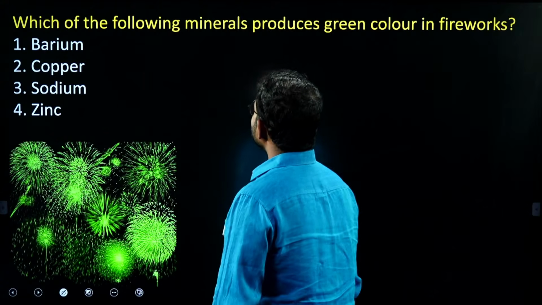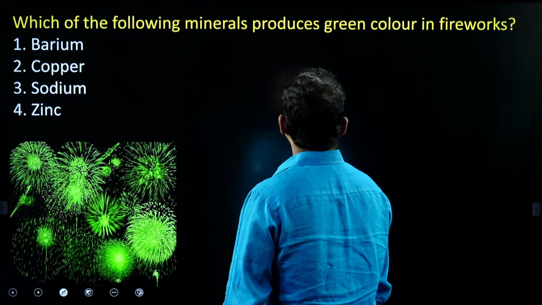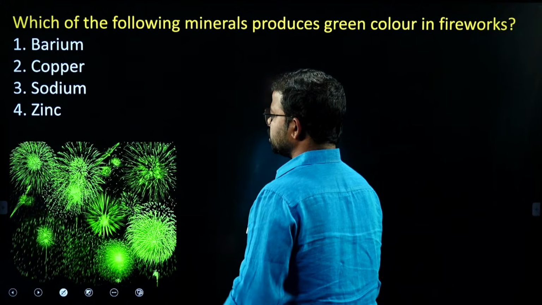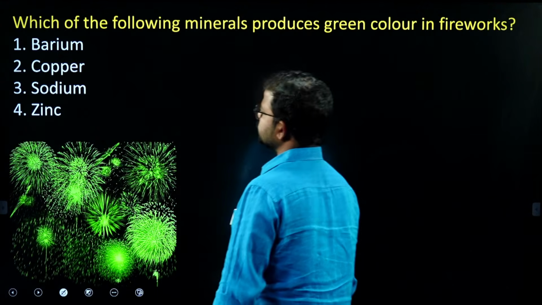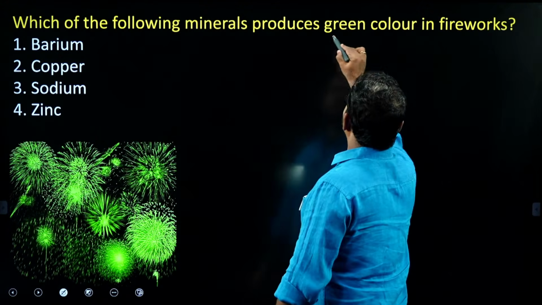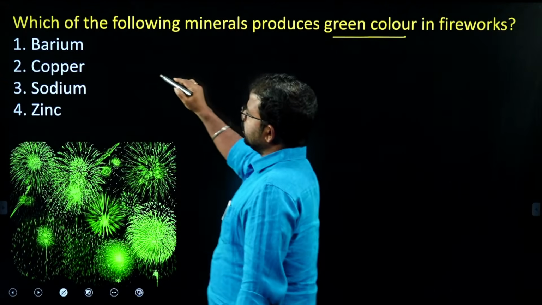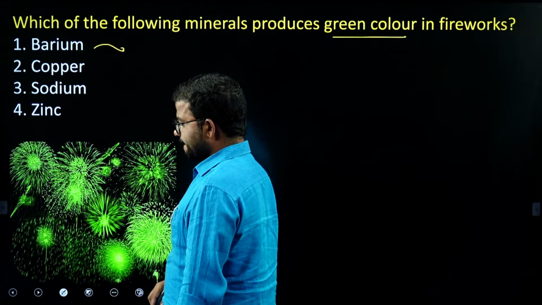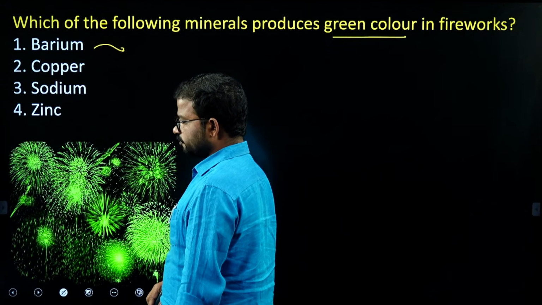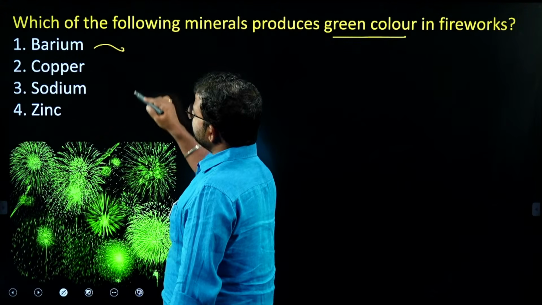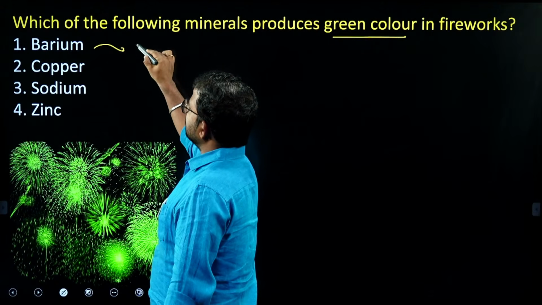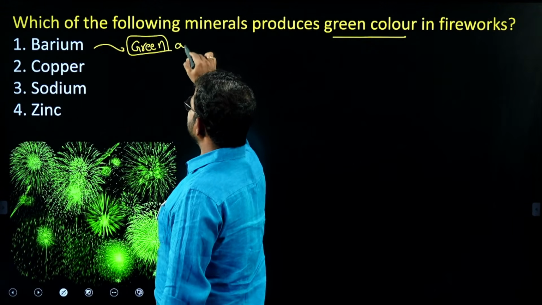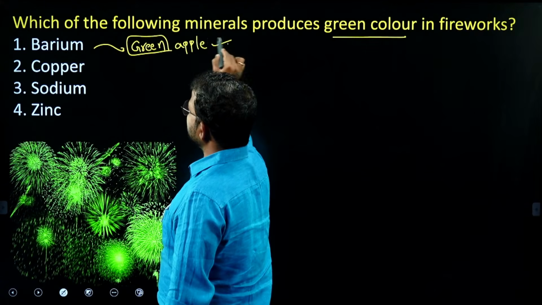Which of the following minerals produces green color in firework? Barium, copper, sodium, zinc. If you use barium, yes, amalgam, very good. So if you use barium, then what do we get? Pale green, nothing but apple green color.